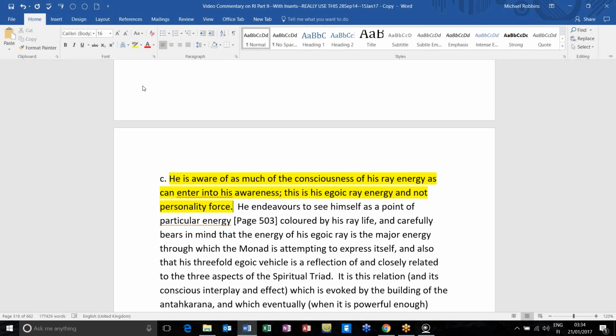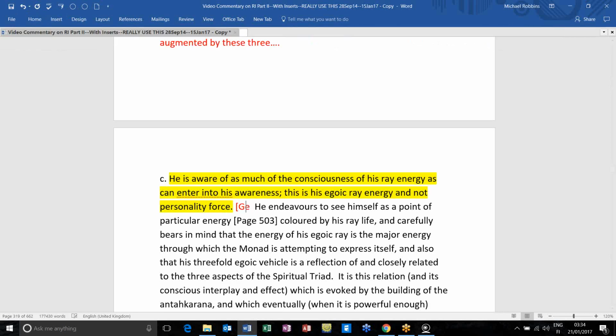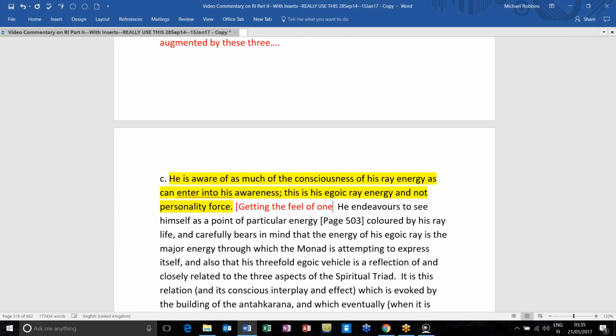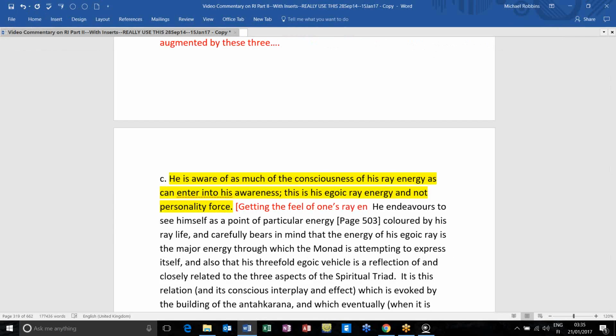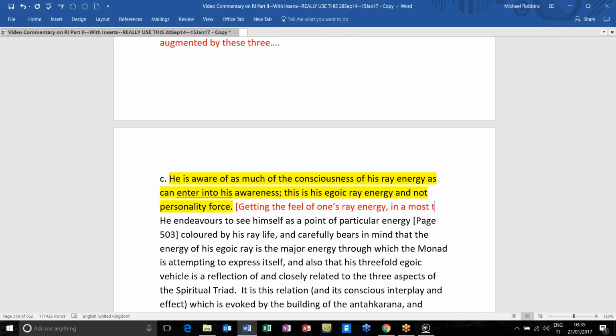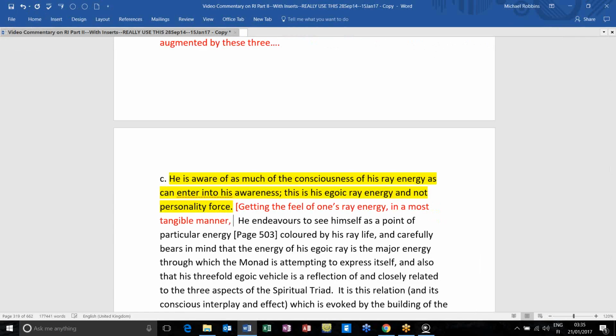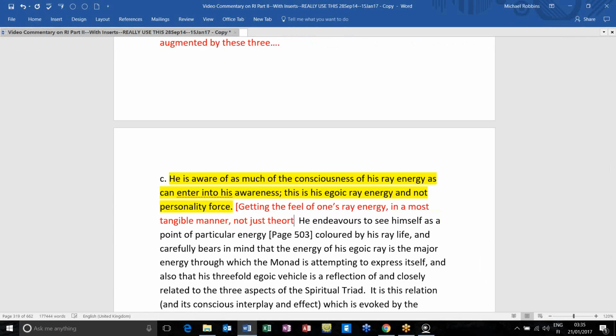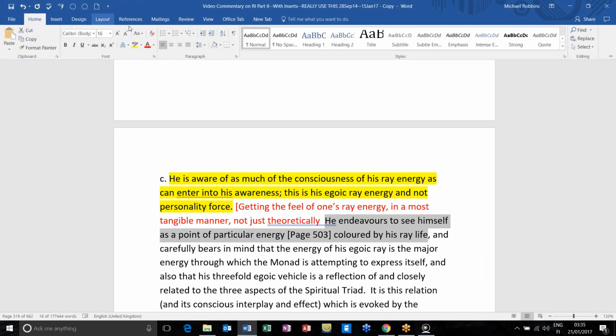Well, so, getting the feel of one's ray energy in a most tangible manner, not just theoretically. He endeavors to see himself as a point of particular energy colored by his ray life. There's so much detail in what DK is giving here. I find that I've been working on the antahkarana here, and that I have forgotten some of these details.